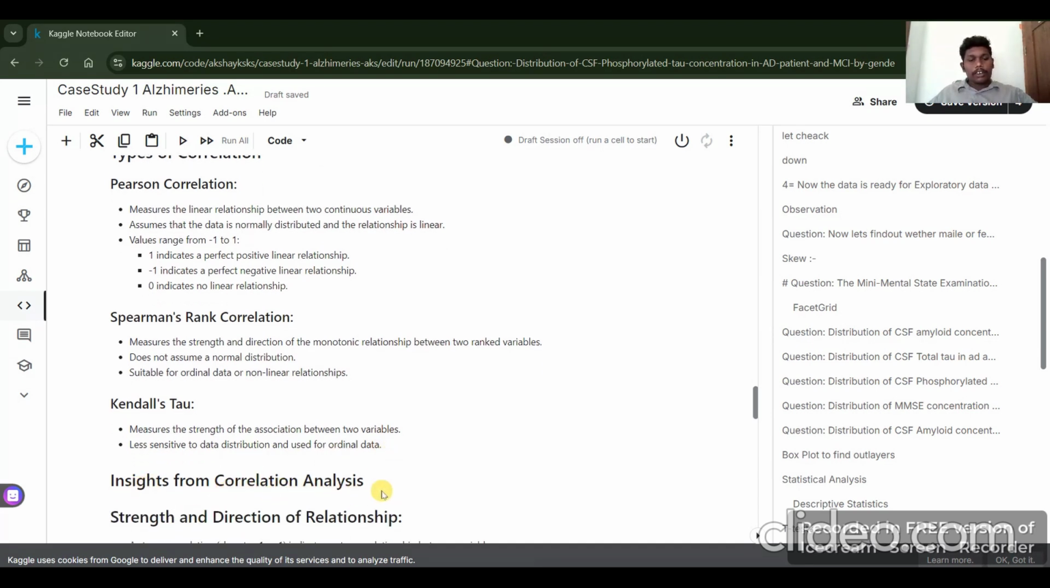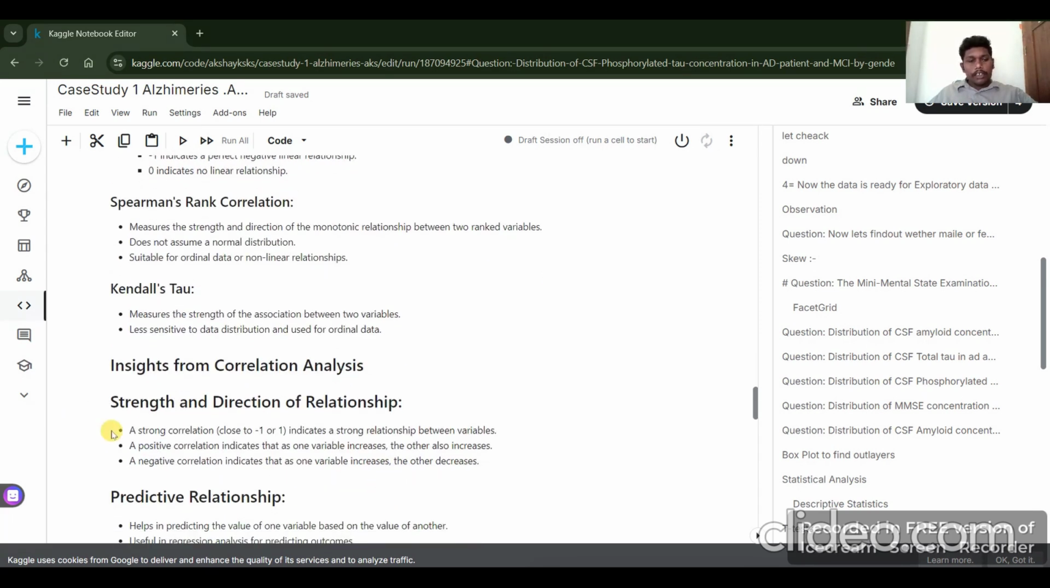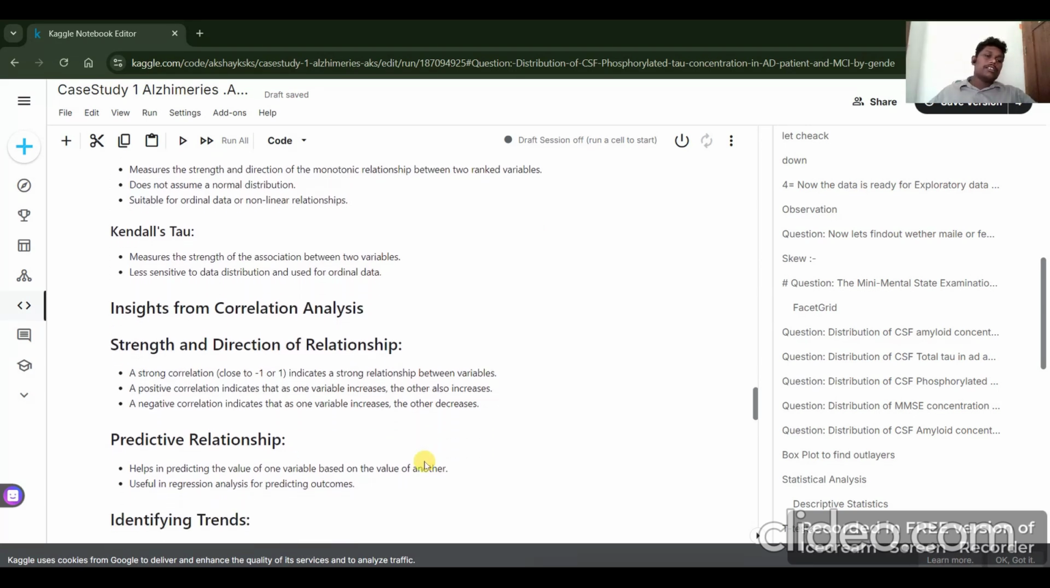Insights from correlation analysis: strength and direction of the relationship. A strong correlation close to -1 or 1 indicates a strong relationship between the variables. A positive correlation indicates that as one variable increases, the other also increases, and a negative correlation indicates that as one variable increases, the other decreases.